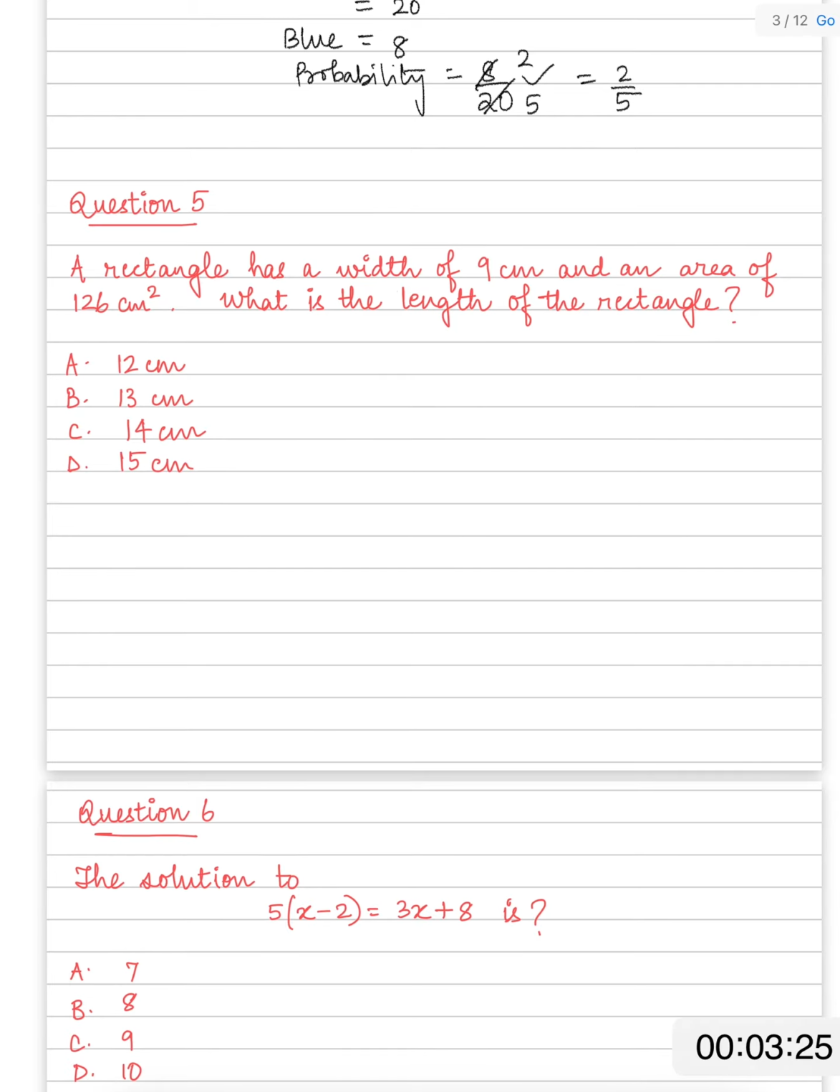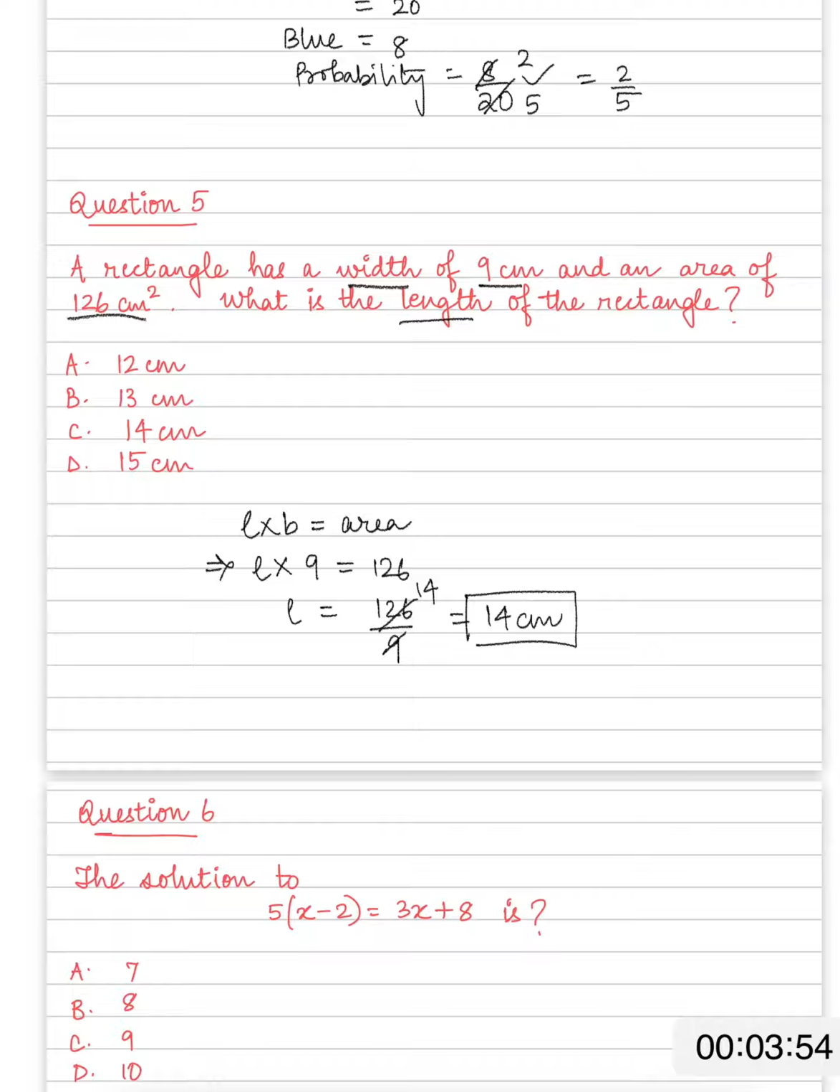Now for question 5. A rectangle has a width of 9 cm and an area of 126 cm square. We need to find the length. So length into breadth is the area, right, of a rectangle. We don't know the length. Breadth is 9 and the area is 126. So length will be 126 by 9. And if you calculate this, you can use a calculator for this. It will give you 14 centimeter. So this is our solution. Option C is the correct choice.